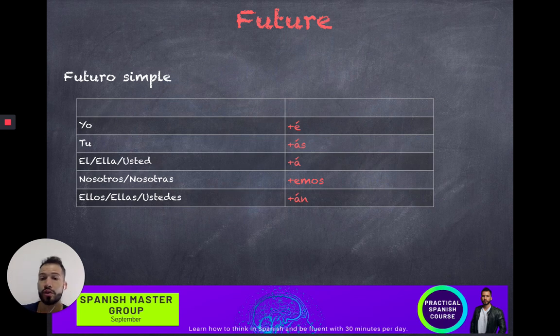In future you don't take away the ar, er, or ir of the verb. You leave it as it is, and at the end of the verb you add, for yo, é with the accent, for tú, ás, él, ella, usted, á, nosotros, nosotras, emos, ellos, ellas, ustedes, án. That's the only thing you have to do for future for regular verbs.